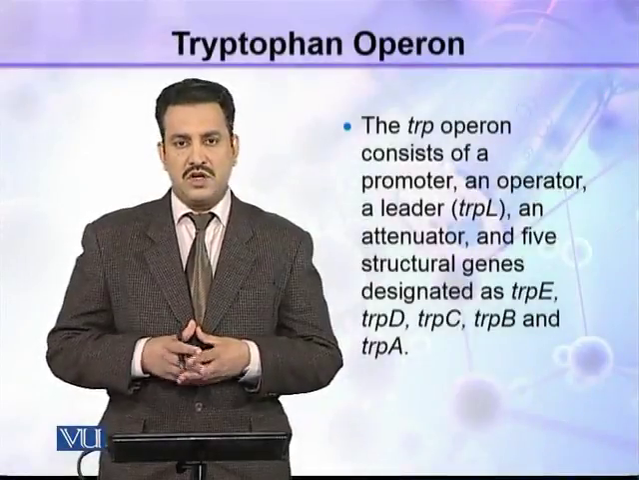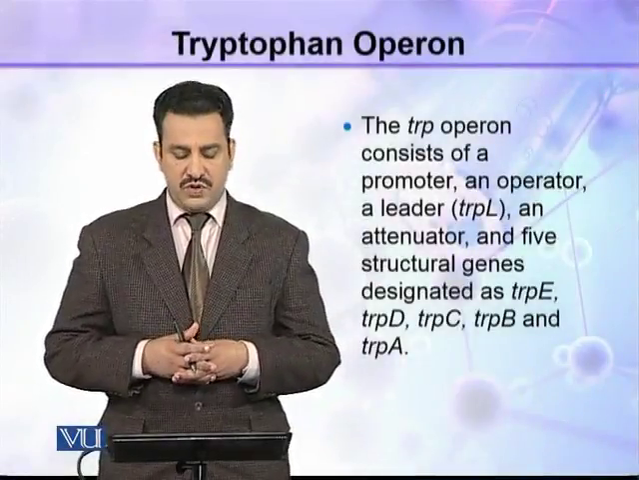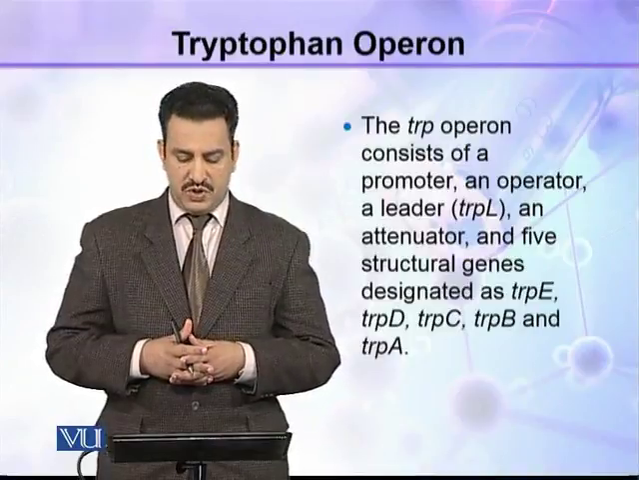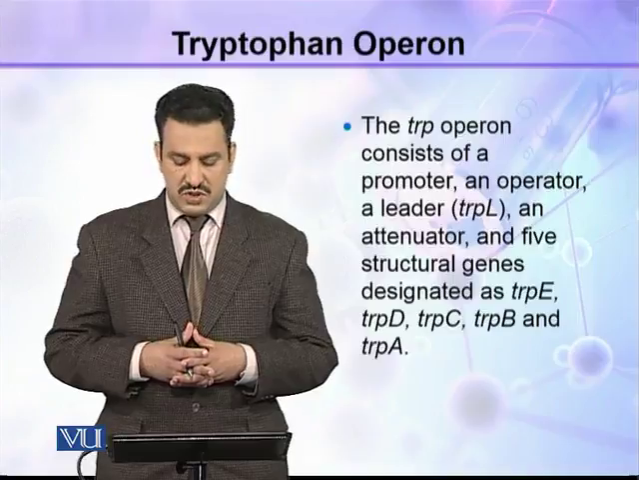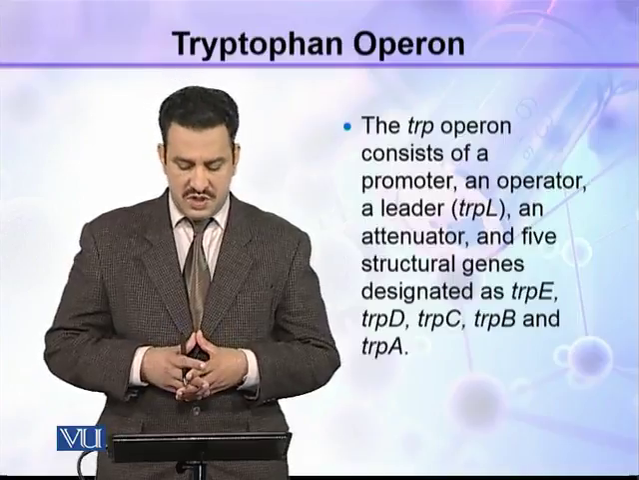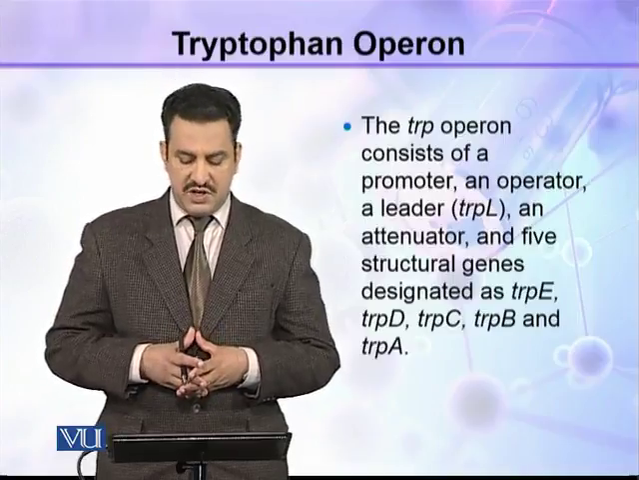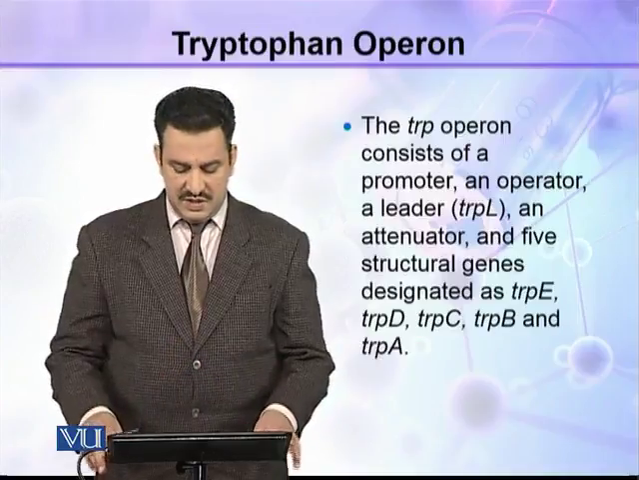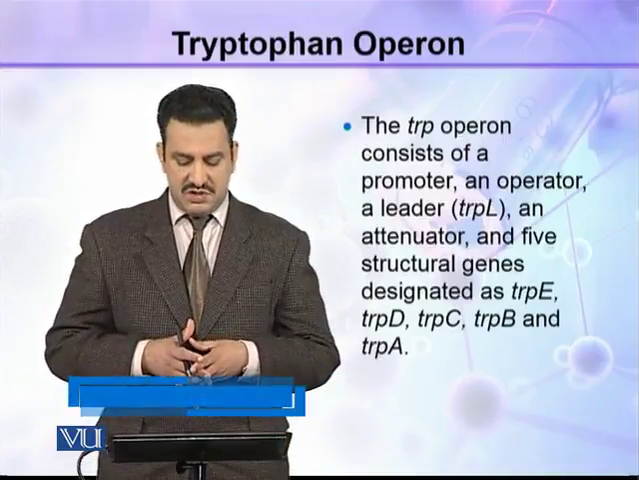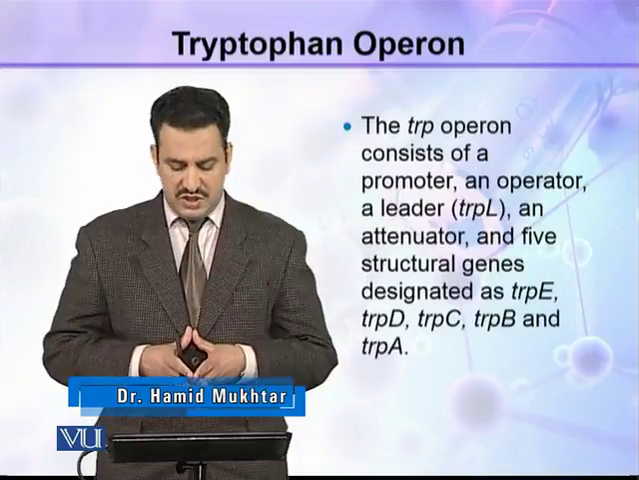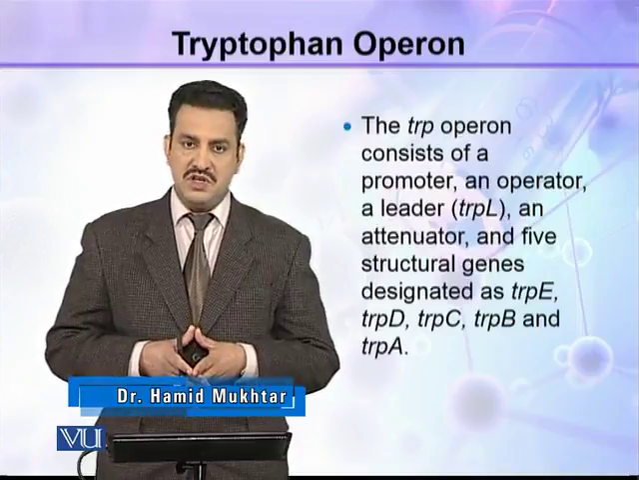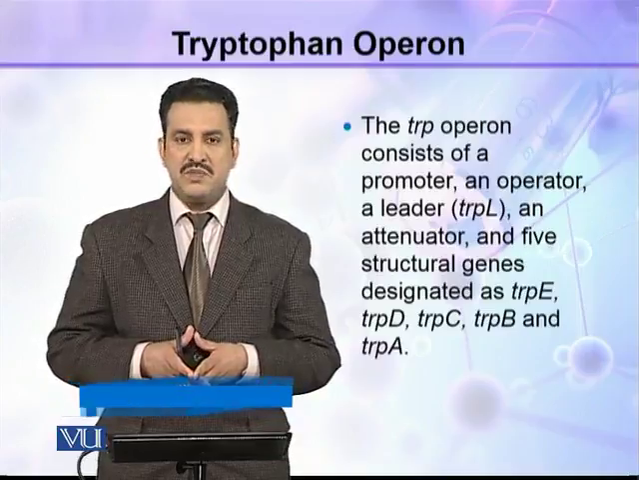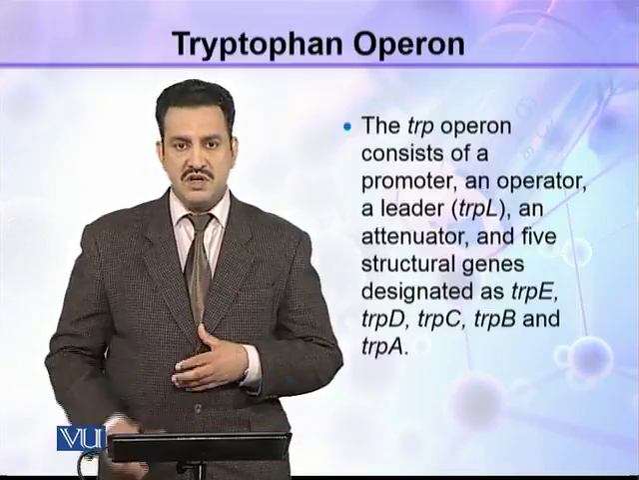Let us talk about another important operon, which is the tryptophan operon. The trp operon consists of a promoter, an operator, a leader or trpL, an attenuator, and 5 structural genes designated as trpE, trpD, trpC, trpB, and trpA.